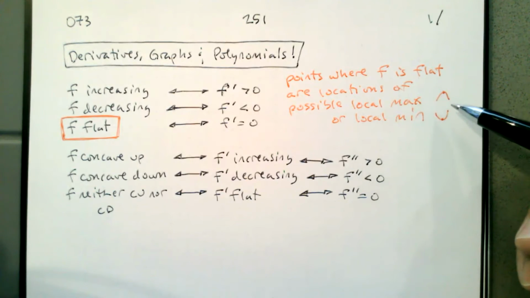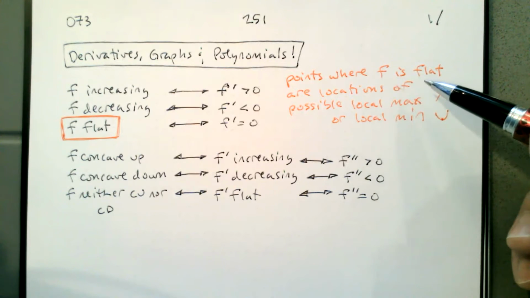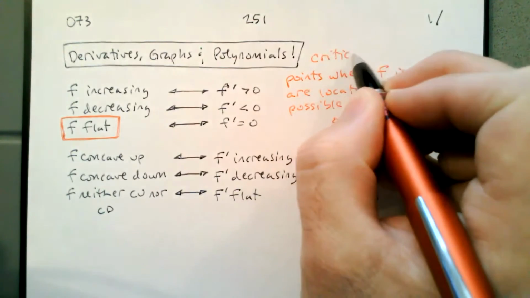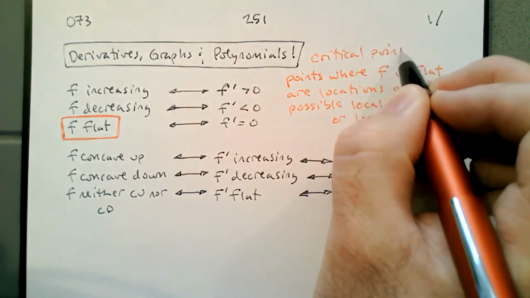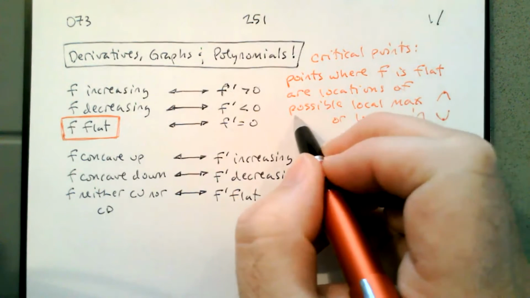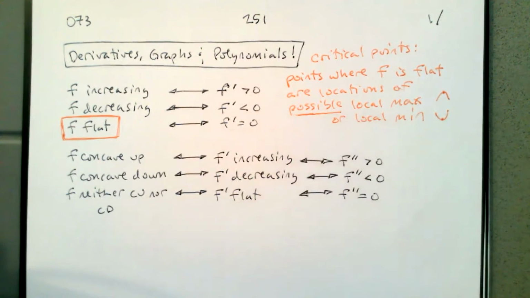So this is where the function is flat. The points where the function is flat are called critical points. Critical points are points where a function is flat and they're locations of possible local maximum or local minimum. It might be that the function is flat at a point, but it's not a local maximum or a local minimum. So that's why these are points where we have a possible local maximum or a local minimum.